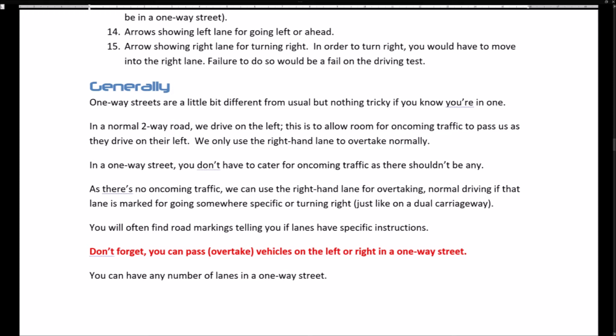As there's no oncoming traffic, we can use the right-hand lane for overtaking, normal driving if that lane is marked for going somewhere specific, or turning right, just like on a dual carriageway. You will often find road markings telling you if lanes have specific instructions. Don't forget, you can pass, overtake, vehicles on the left or right in a one-way street. You can have any number of lanes in a one-way street.